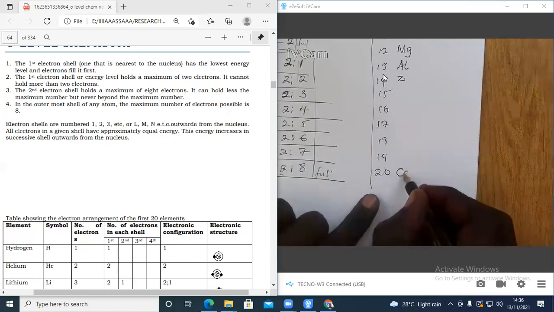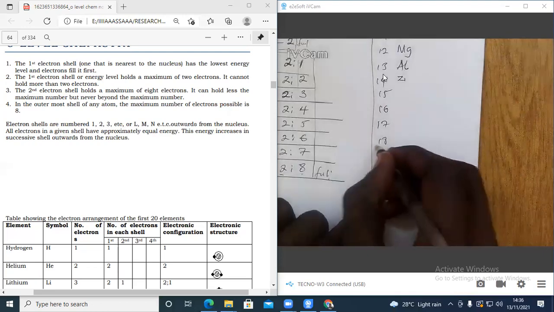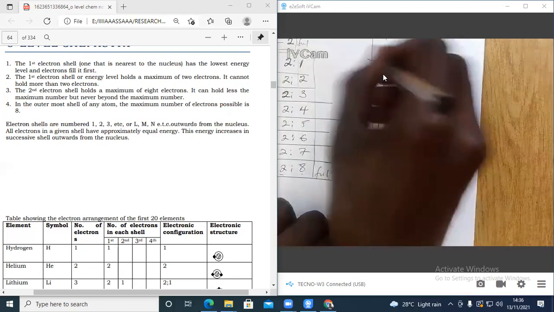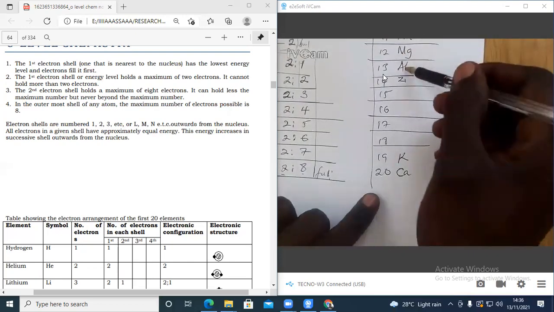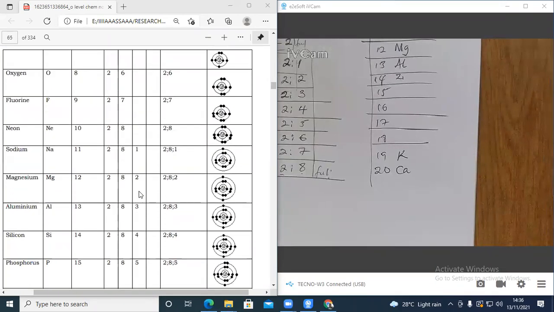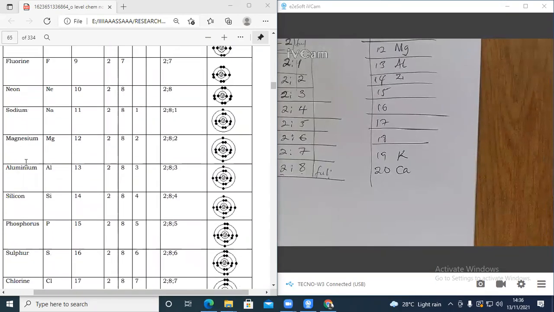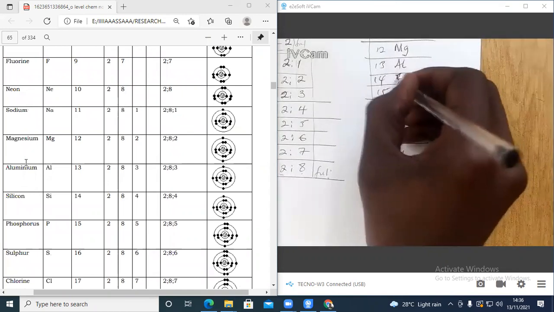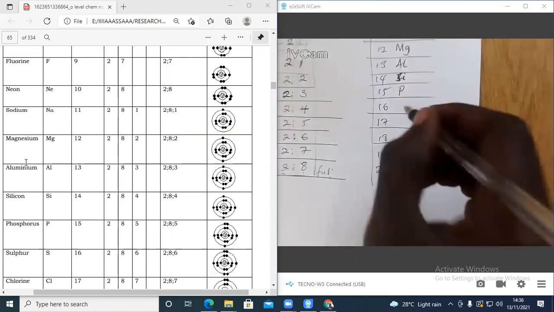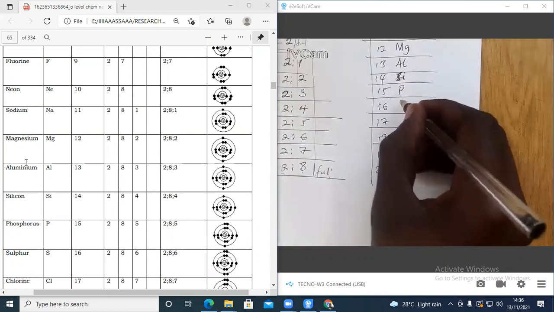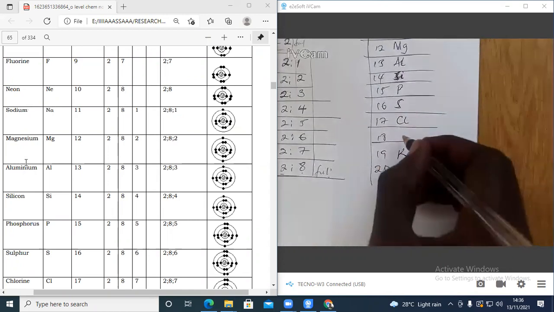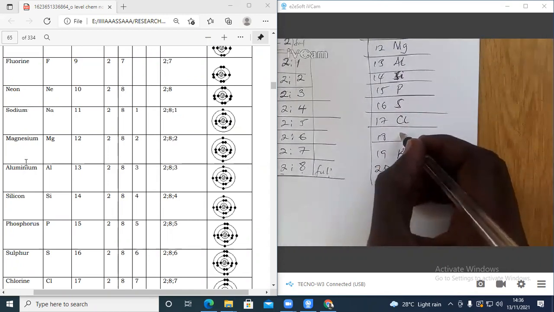Here is calcium. This is potassium. So let's follow this a little here. Sodium, magnesium, aluminium. Then you have silicon. Then we have phosphorus, isn't it? Then we have sulfur. Then we have chlorine. And then we have 18, what is it?